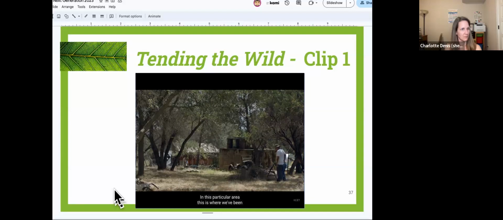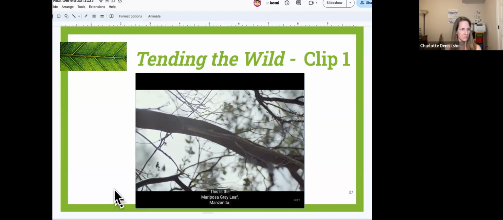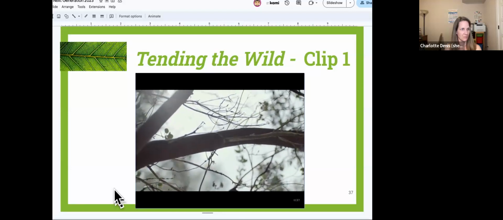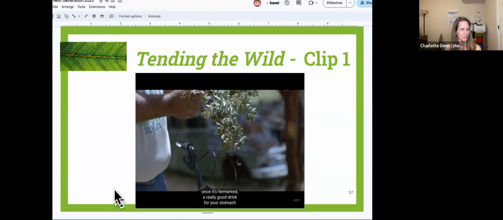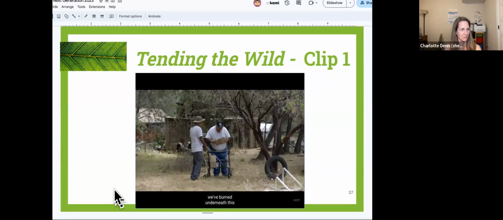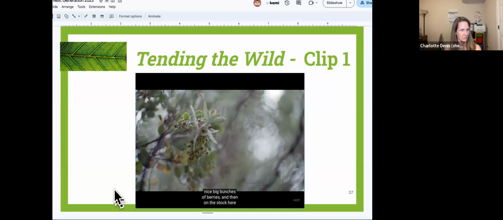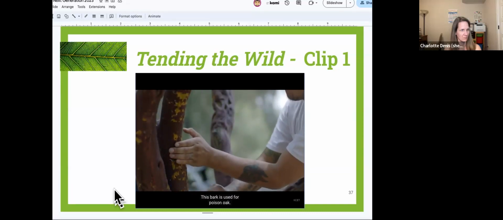In this particular area, this is where we've been burning for the past 5-6 years. We've applied fire here a couple of times. This is the Mariposa gray leaf manzanita. This is a medicine, both food and medicine. The berry could be, once it's fermented, a really good drink for your stomach. One of the things that we've done here is we burned underneath this and pruned this bush up, trimmed it up so that, one, it will have these nice big bunches of berries. And then on the stalk here, the bark is peeling. This bark is used for poison oak.